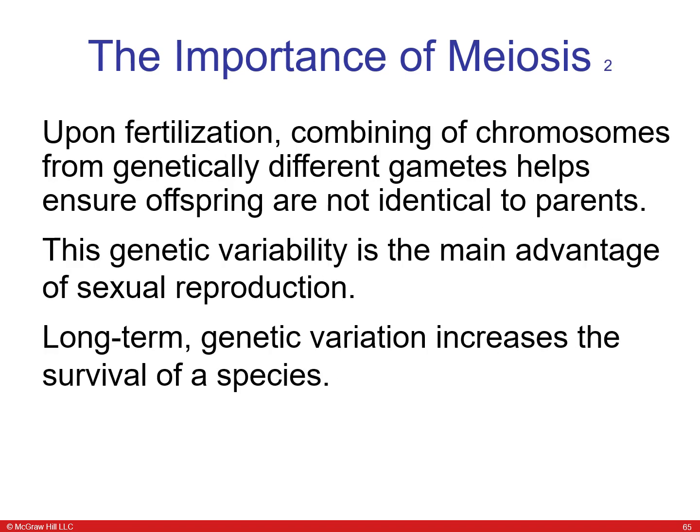So upon fertilization, combining of chromosomes from genetically different gametes helps ensure offspring are not identical to parents, and this genetic variability is the main advantage of sexual reproduction. And so this long-term genetic variation increases the survival of a species.